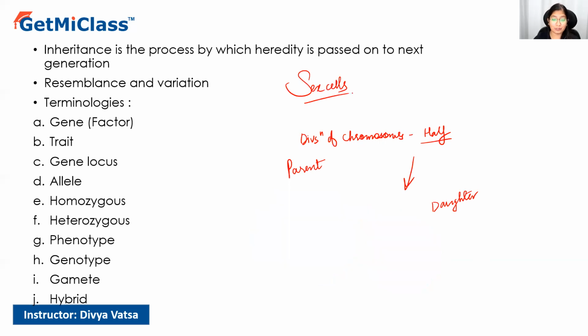Now moving on to what is a hybrid. One generation, one parent, interacts with another parent of maybe some other quality, and forms another species which is a hybrid of both, containing the character of both the parents. That will be called a hybrid. Yes? Okay.